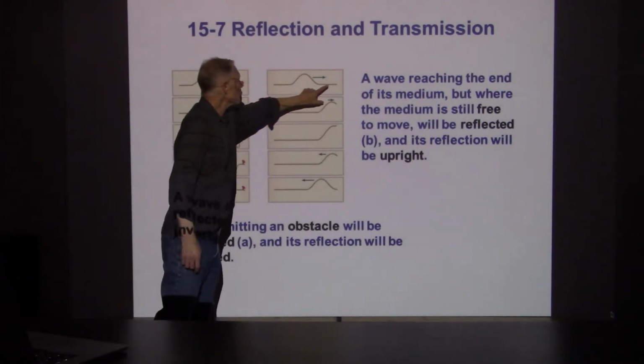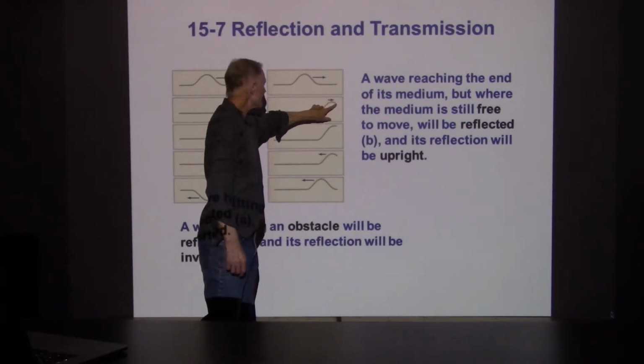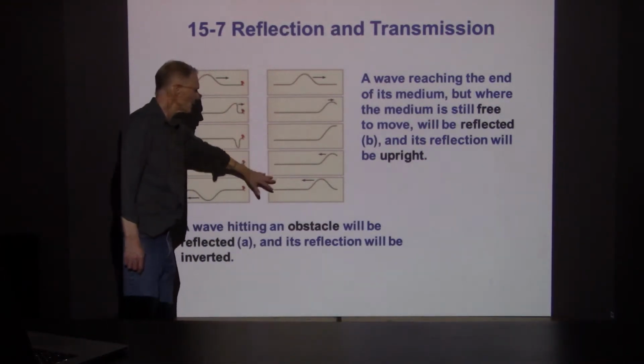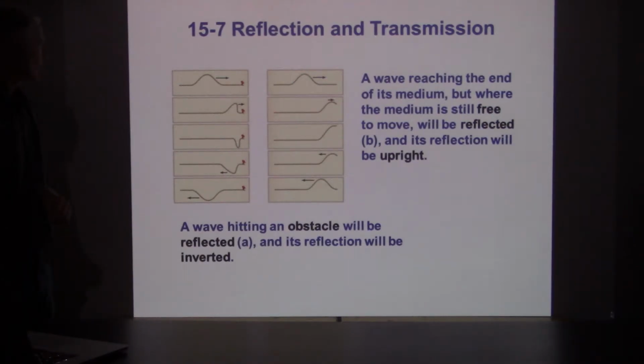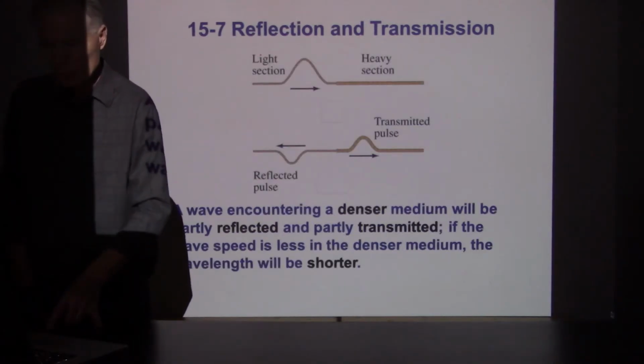Now, what happens if we leave this end loose? If we leave that end loose, we still get a reflection, but the reflection actually comes back in the same orientation. So that's kind of interesting. Whether the reflected pulse will be inverted or will just remain in the same direction. So you can get these interesting pulse effects with these waves too.